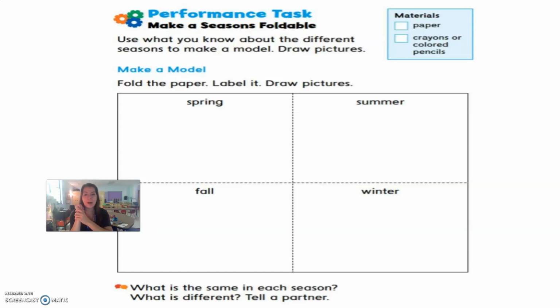And then after you draw them, I want you to think what is the same about a season and then what is different. And share that with either your parents or a sibling as soon as you know what you think the similarities and the differences are.